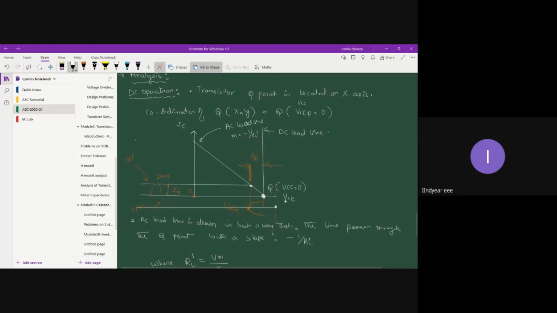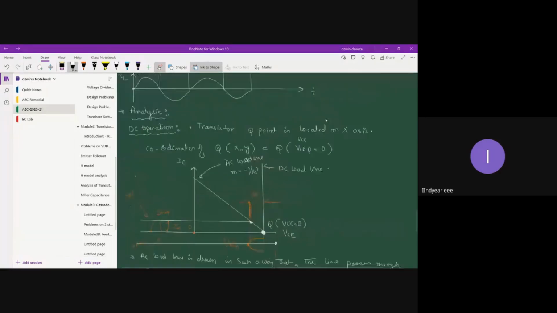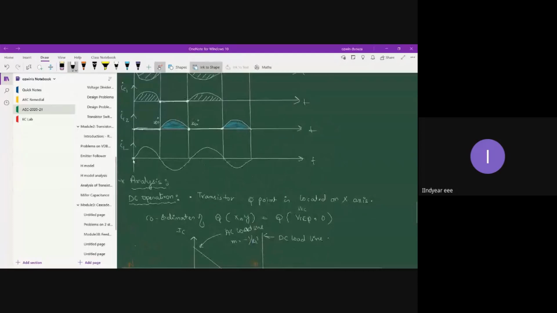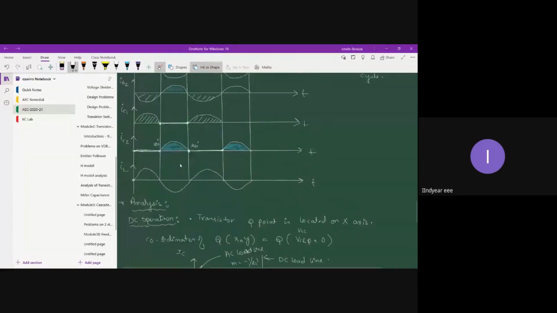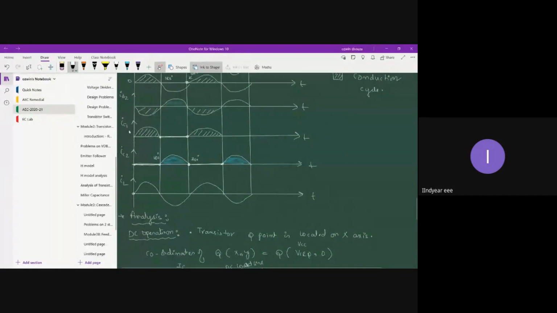You cannot take it as ICQ because if you look at the coordinates of the Q point, the ICQ value itself is 0. That doesn't mean that the output is 0. The output exists for a complete 360-degree cycle. That is due to the alternate conduction of the two transistors. Q1 conducts for 0 to 180 degrees and Q2 conducts for 180 degrees to 360 degrees.